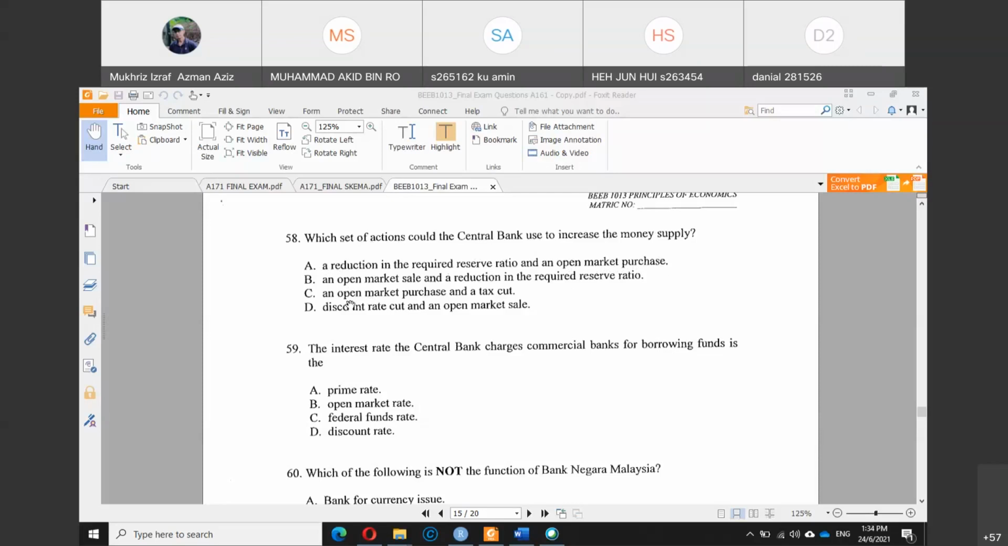So why are B, C, and D wrong? Open market sale is the opposite of open market purchase. Sale means the government will sell the bonds, so this will lead to a decrease in money supply. So the second part is wrong.